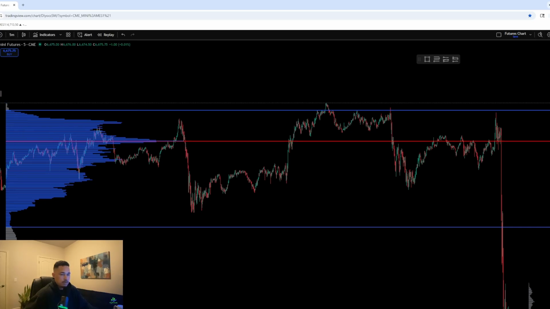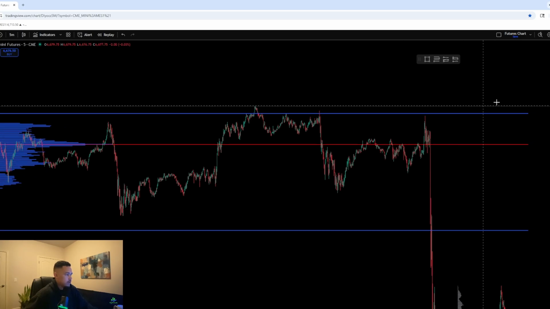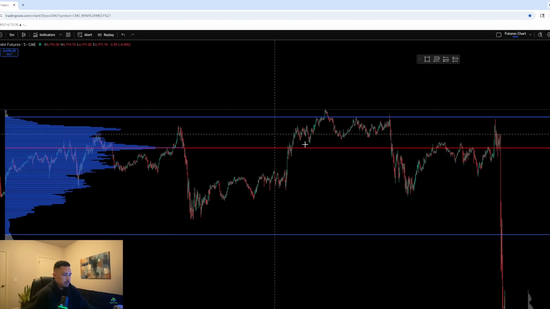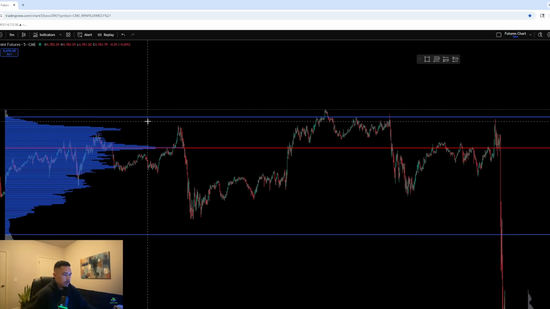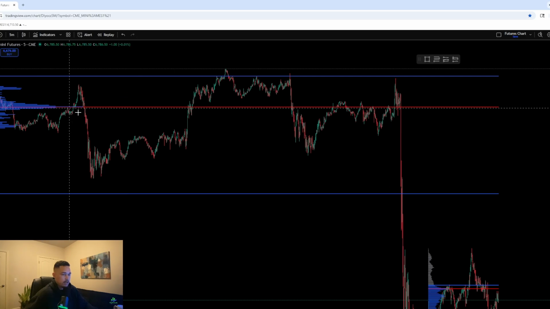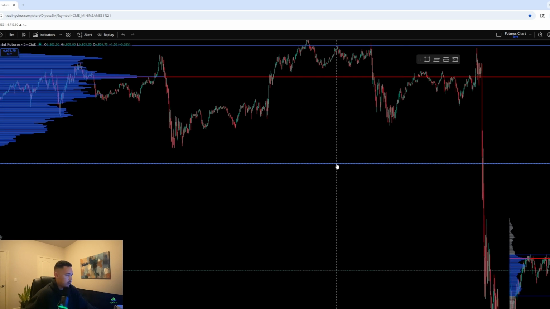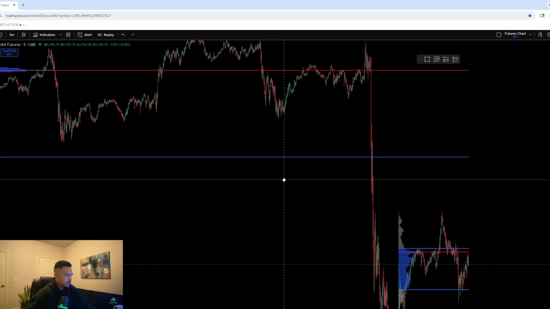We have a lot of high volume between 6808 and also 6790. This is probably going to change as the week goes on, but right now that is where the majority of the volume is, at the point of control. And then we also have the lower volume node around the 6738 level as well.